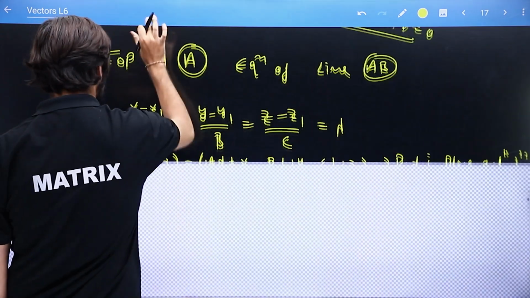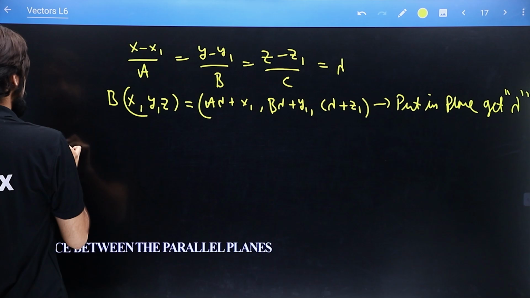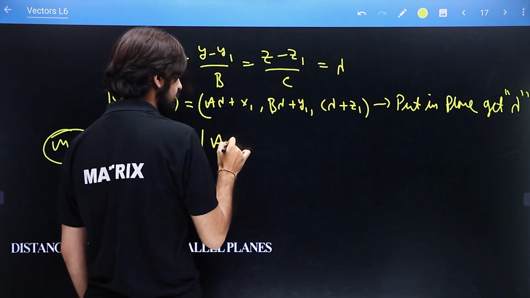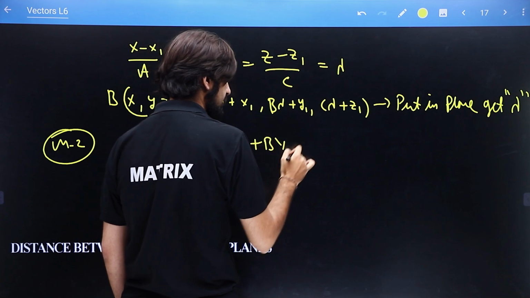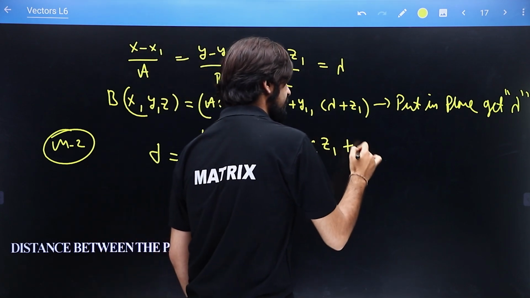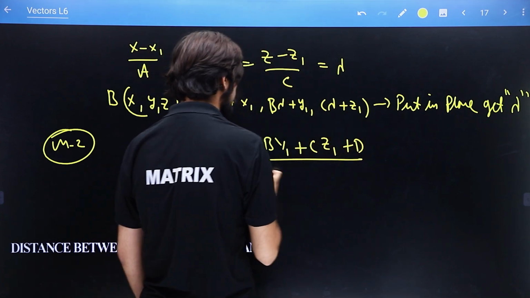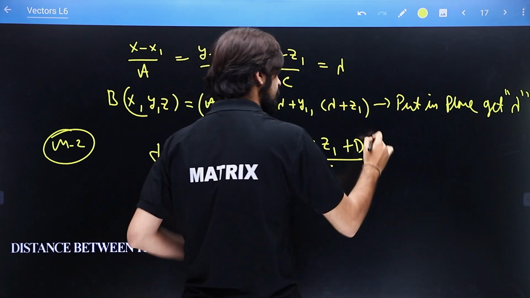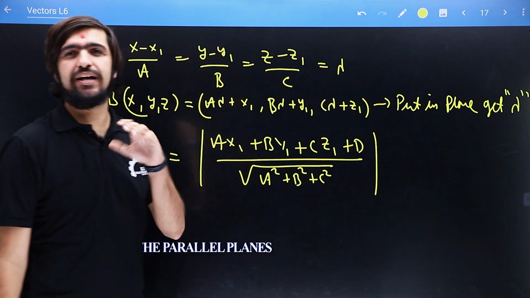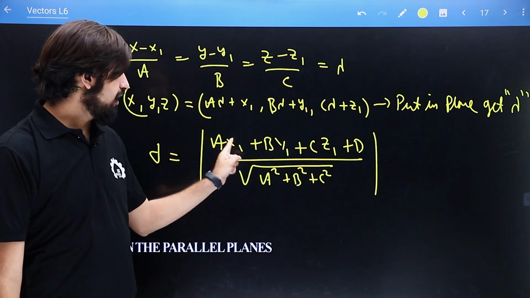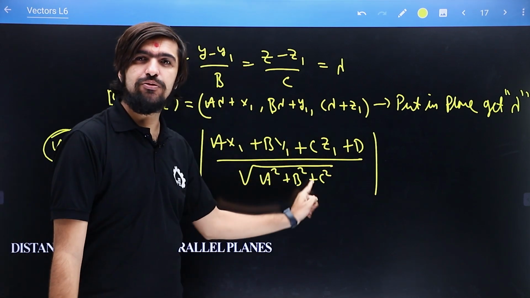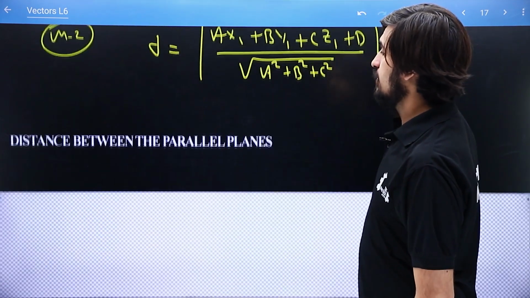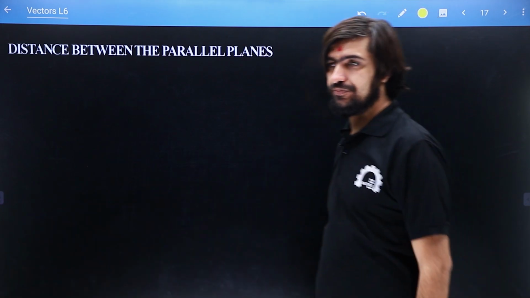Then another method, method 2, and we are going to remember the formula. Method 2 will be directly D = (Ax1 + By1 + Cz1 + D) divided by the square root of A² + B² + C². This formula is exactly the same as the straight line formula in 2D: (Ax1 + By1 + C) divided by the square root of A² + B². Exactly the same formula.